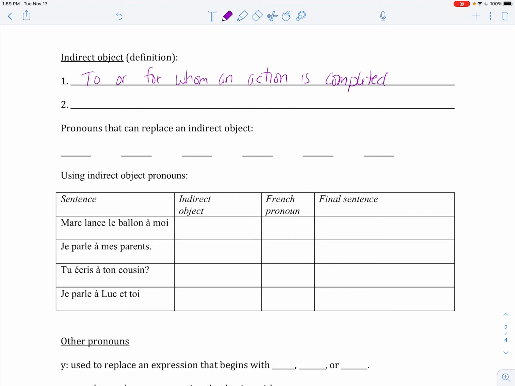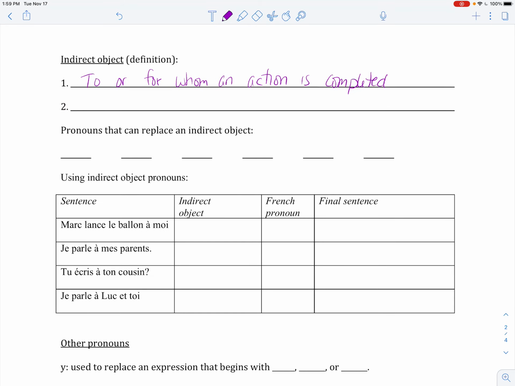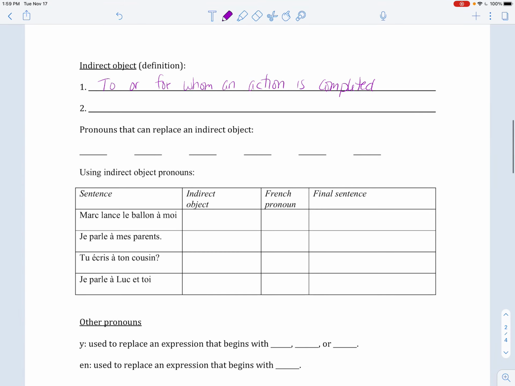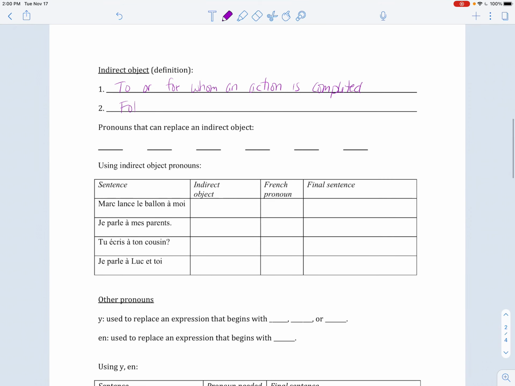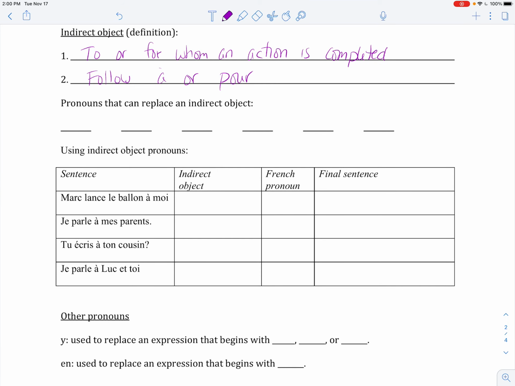So it's when you do something for someone or you do something to someone. That's the indirect object. You're going to know that you have an indirect object because it's going to follow à or pour. Those are the French prepositions for to and for. You're going to find it in the sentence because there'll be an à or a pour immediately in front of it. And it's a person. An indirect object has to be a person. That's going to be an important detail later on.